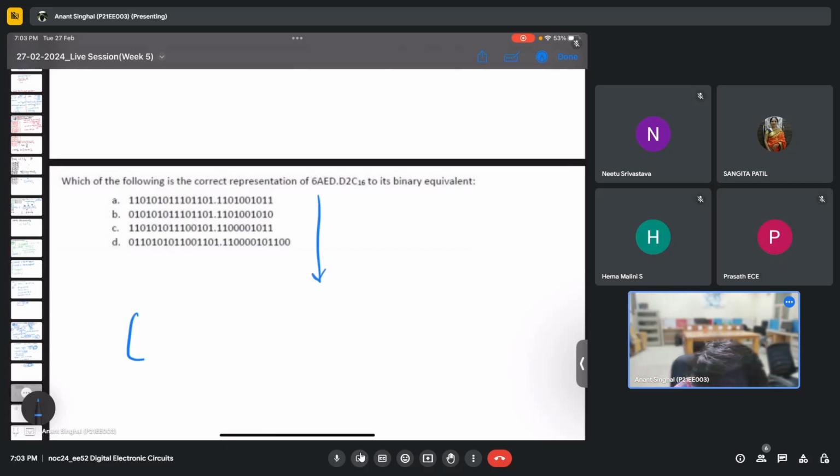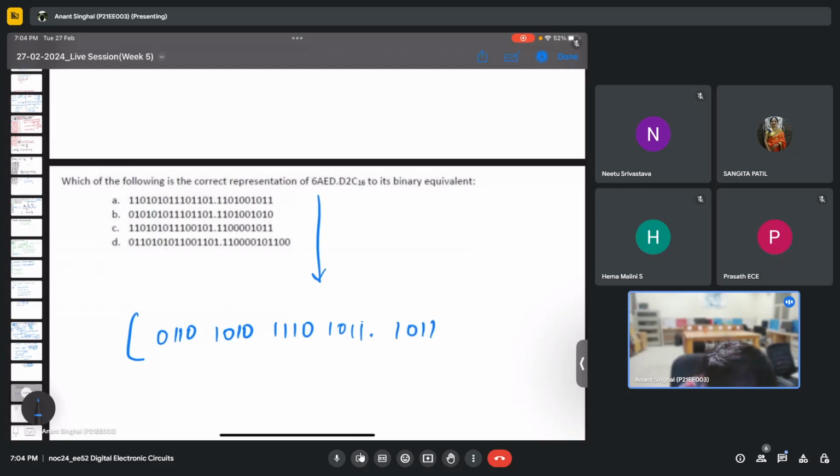So 6 is 0 1 1 0. Then we have A is 10, so it is 1 0 1 0. Then we have E which is 14, so it is 1 1 1 0. Then we have D which is 13, so it is 1 0 1 1, I guess. Okay, so making a pair, and again I'll write this D to C directly. So D is again 13.